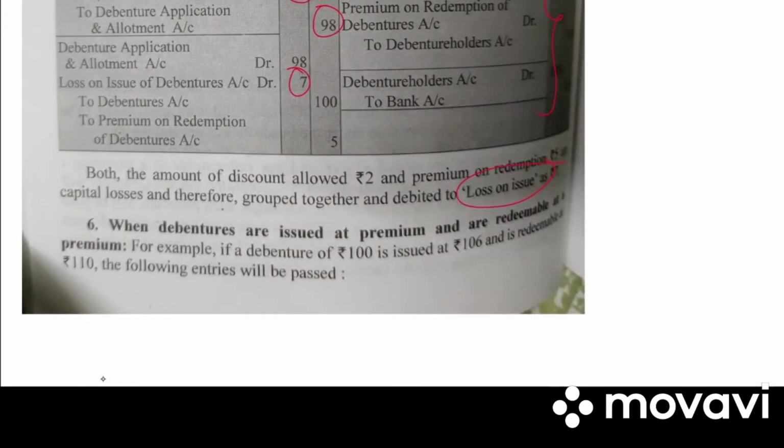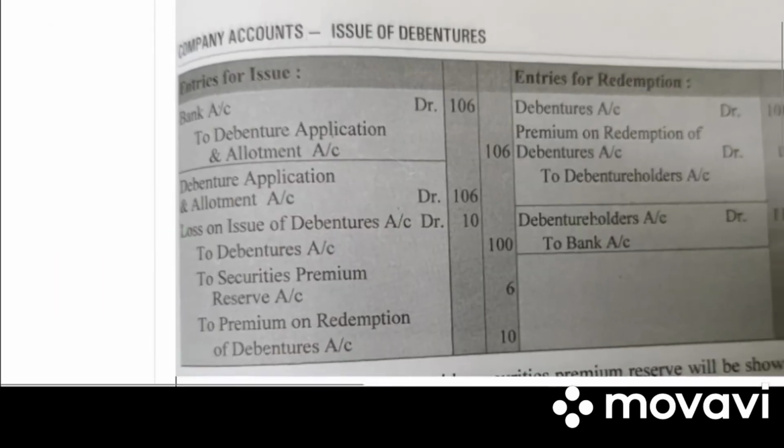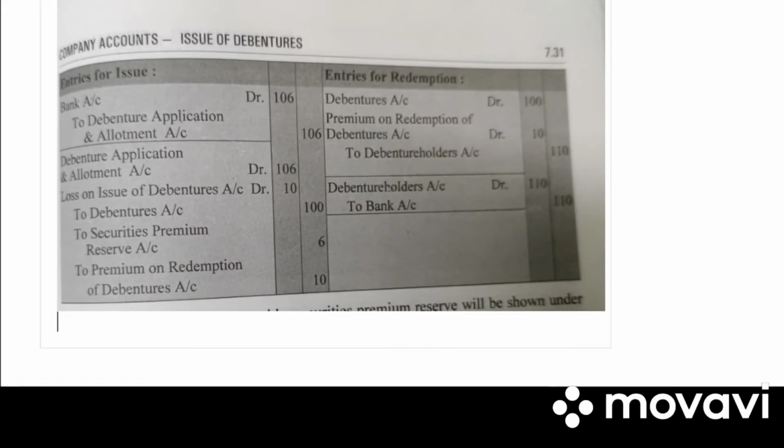Next we have when debentures are issued at a premium and are redeemed at premium. So if the debenture of 100 is issued at 106 and is redeemed at 110, what will be the entry? So it is bank account debited to debenture application and allotment account. How much? 106, 106. Then we have debenture application and allotment account, loss on issue of debenture account, to debenture account, to securities premium account, to premium on redemption account.